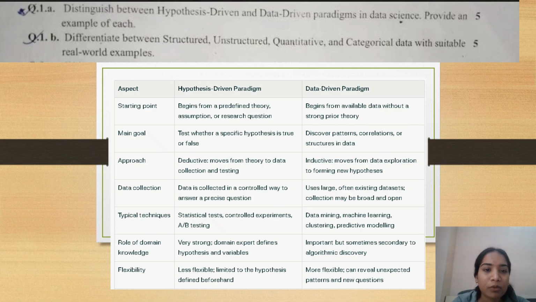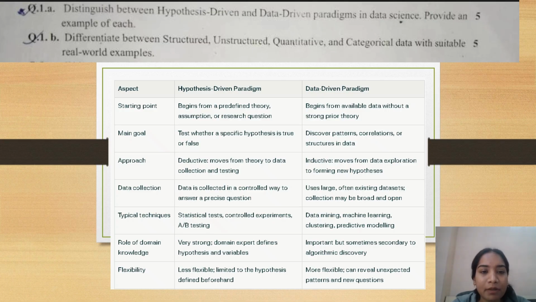Now the data driven approach. This approach begins directly with data, and patterns and insights emerge automatically using models, AI, or algorithms. So there are no fixed hypotheses at the start in this data driven approach, and patterns, trends, clusters emerge from data, and these are often used in AI, ML, big data analytics.